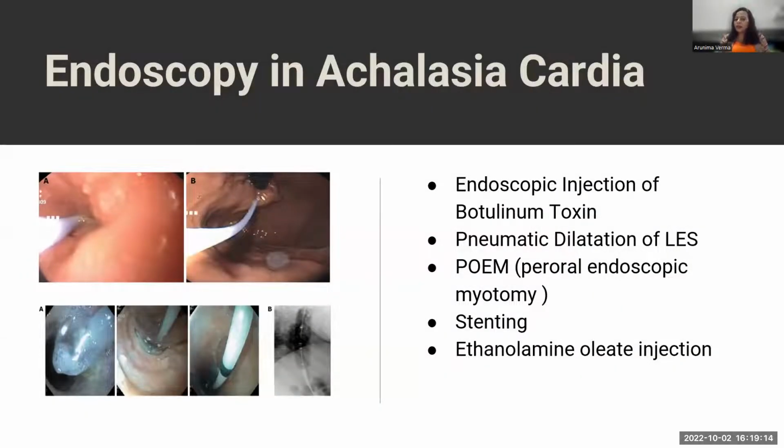Though achalasia cardia is not a kind of stricture, just a mention because it usually presents as a stricture. So here, the armamentarium includes endoscopic injection of botulinum toxin, pneumatic dilatation of the lower esophageal sphincter, POEM, which is a technique nowadays used very well at tertiary centers, stenting, and ethanolamine oleate injection. These are the various techniques used for achalasia cardia.